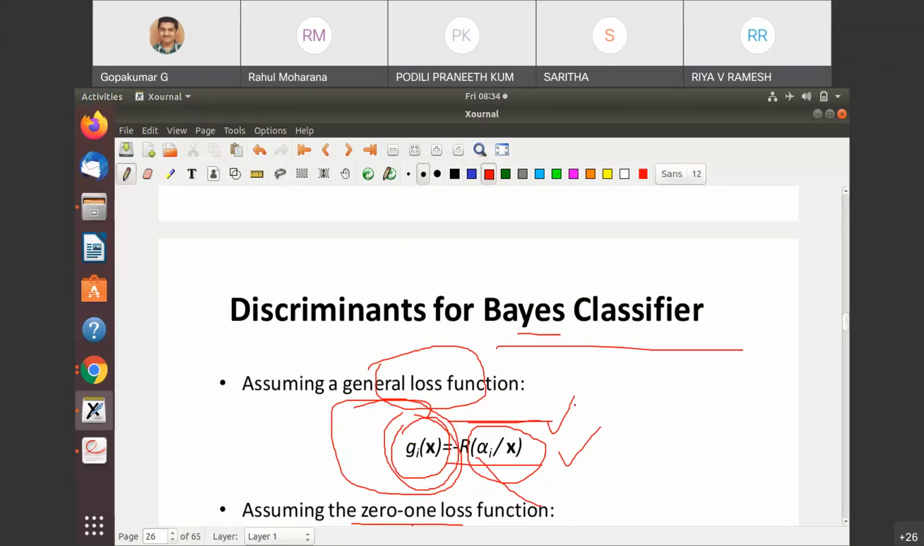So, sir, if the risk increases, the negative value will decrease. So, proportionally, the general loss function will also increase.